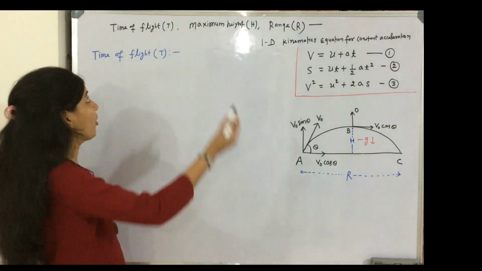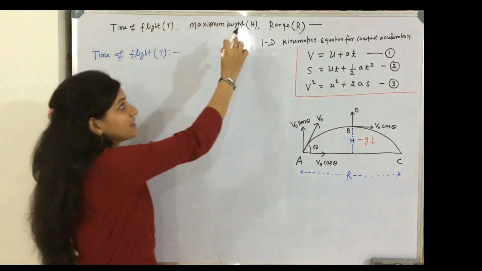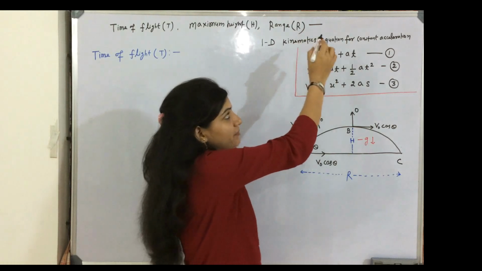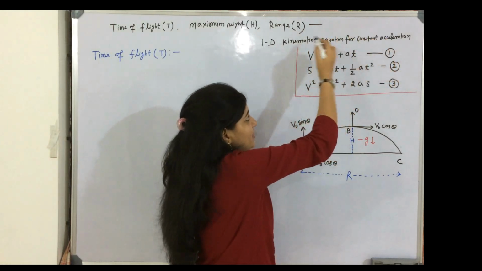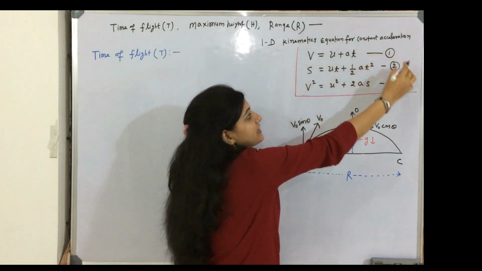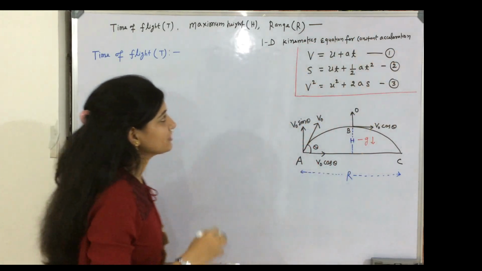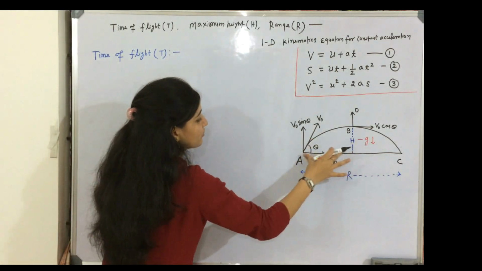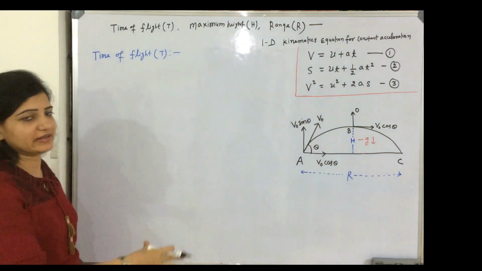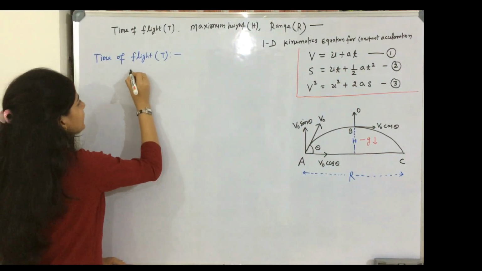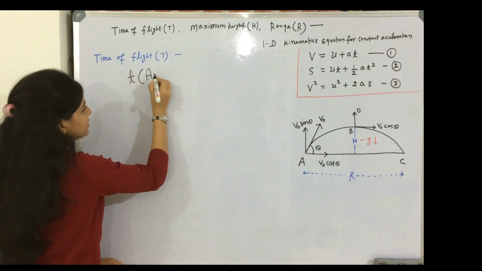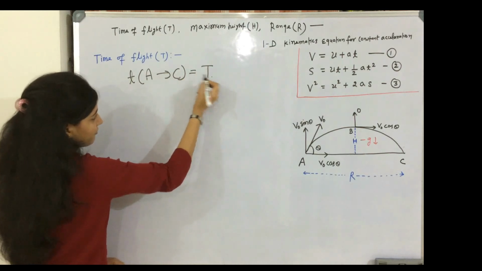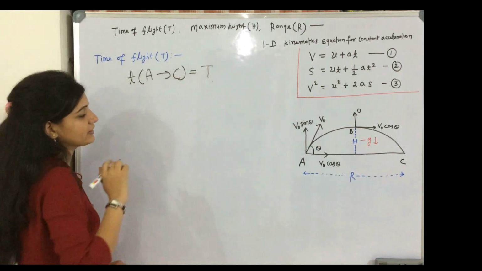Now I am going to derive formulas for time of flight, maximum height and range of projectile. As we know, the one-dimensional kinematic equations for constant acceleration are these. We are going to use these formulas for the derivation. So let's start with time of flight. The time taken to cover the distance from A to C is known as time of flight, and is represented by capital T.